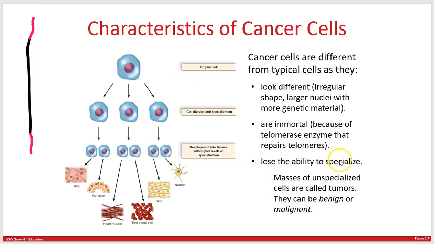Cancer cells also lose the ability to specialize, which means that they don't really become skin cells or red blood cells. They just kind of gum up and they become a pile of cells that we call tumors. And they can be benign or malignant.